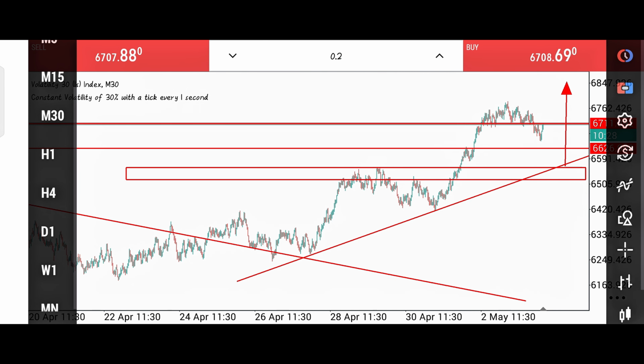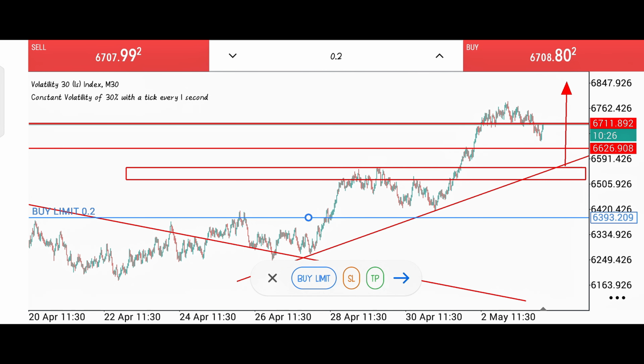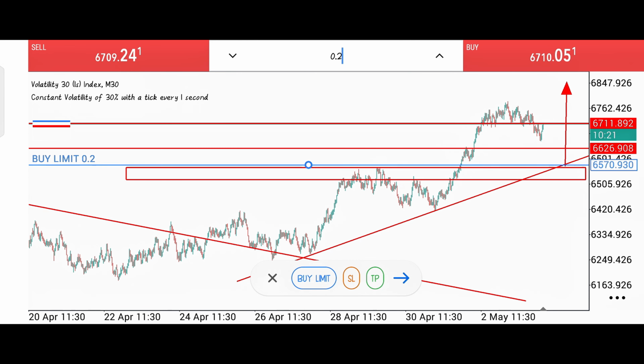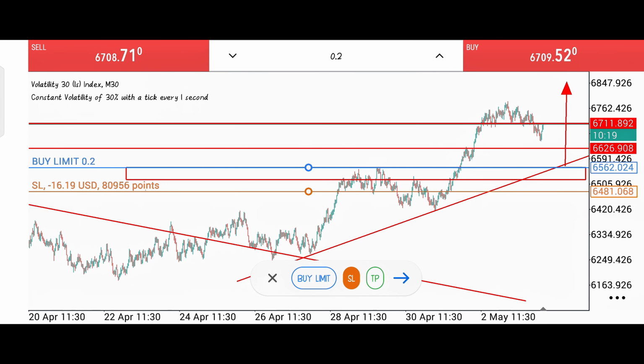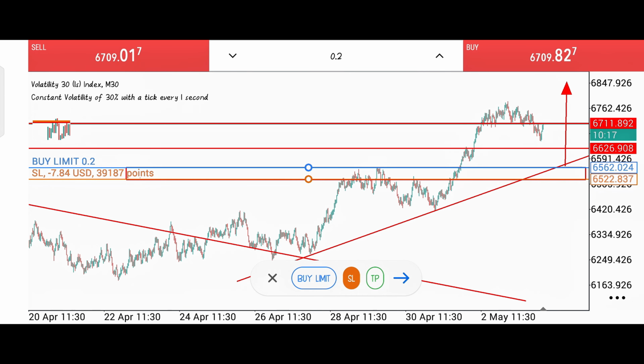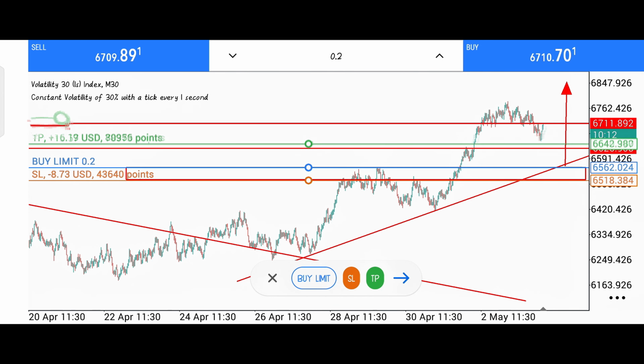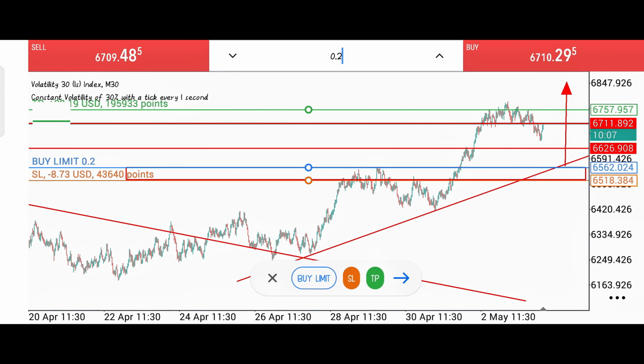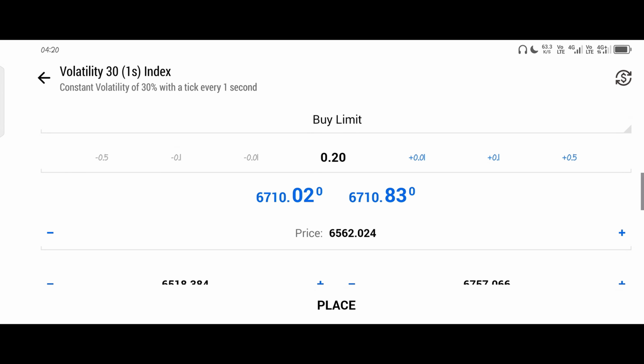So I'm going to put a pending order right here. I'm going to put a buy limit at this level. This is going to be my buy limit, this is going to be my stop loss, and my take profit, I'm going to hold this market all the way up here. Making close to $40, as you can see, and my stop loss is just around $8, and this is one position. So I will just click on it and place this trade.